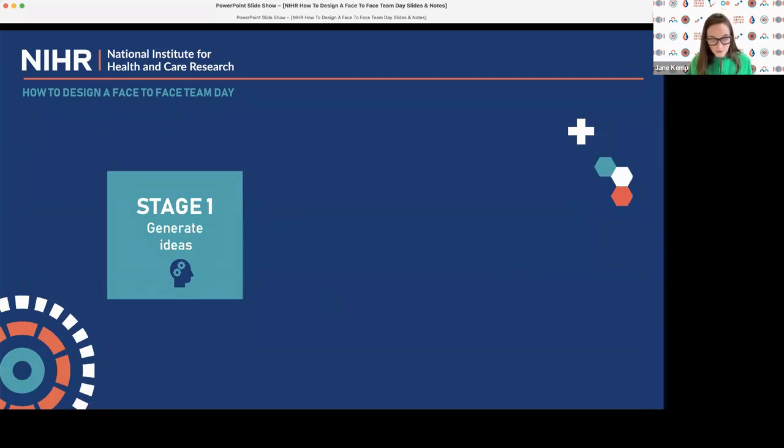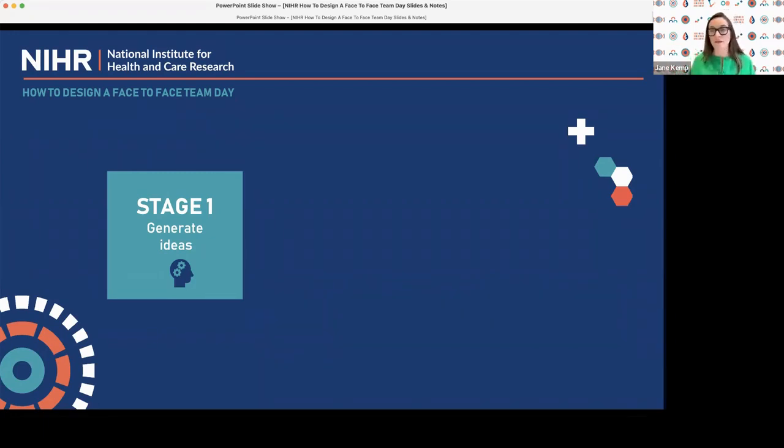So the first stage is the idea generation stage. At this point, we're coming up with all the ideas. When we're thinking about the ground rules at the idea generation stage, there is no bad idea. At this point, we're thinking about the quantity of ideas, because later on we'll look at quality.